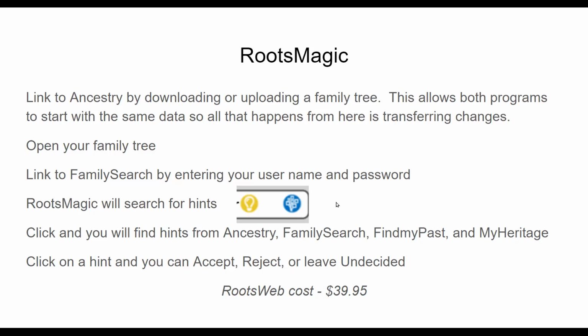All right, let's go over to Roots Magic. Yes, it's a computer program that sits on your laptop or your desktop. I put Roots Web down at the bottom. Roots Magic costs $39.95. The advantage is it will synchronize.